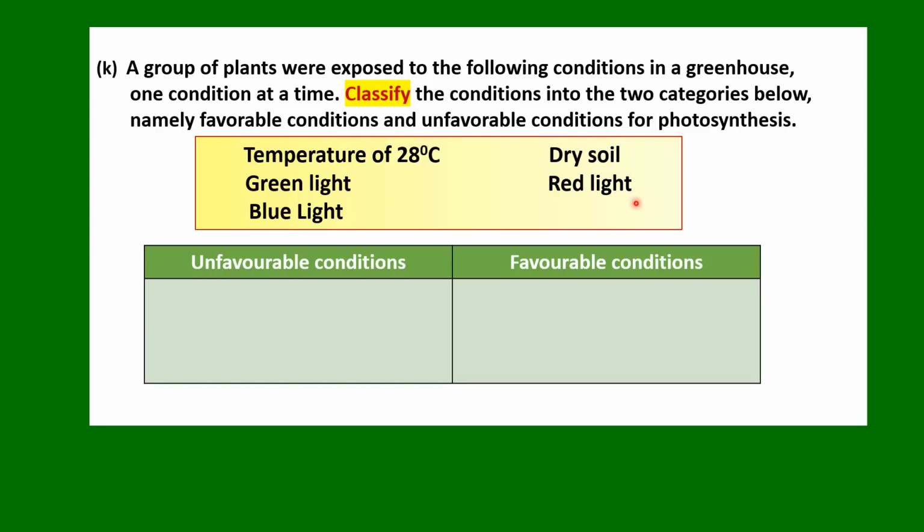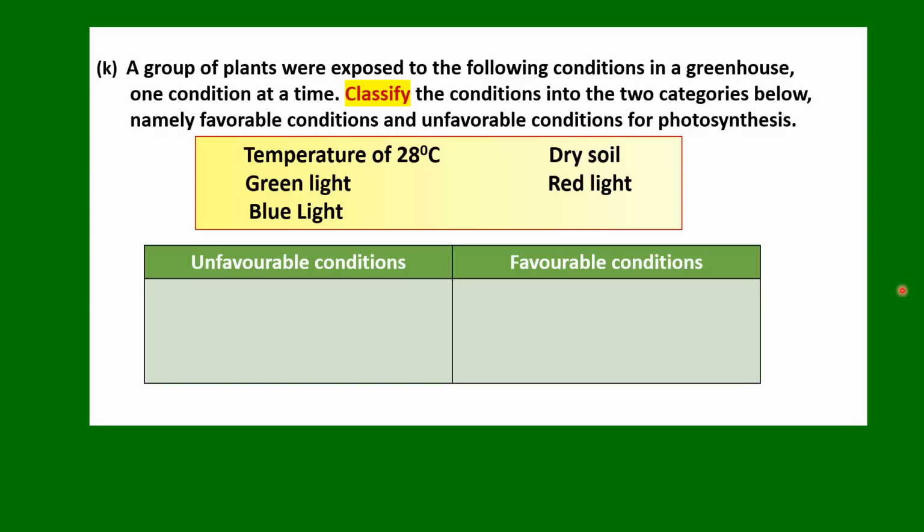Now, which one will increase the rate of photosynthesis? That will be the favorable condition, right? And the condition which causes the plants to have a decreased rate of photosynthesis will be the unfavorable conditions. Okay, so classify these conditions into the two groups. All right, so try this question first. Right, let's look at the answer.